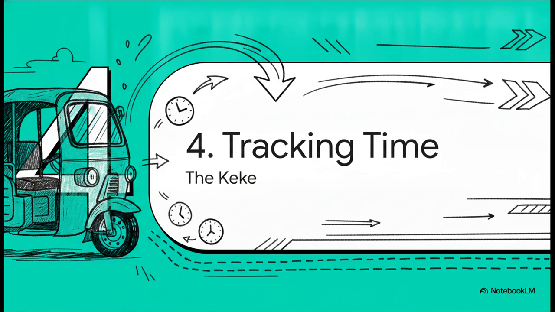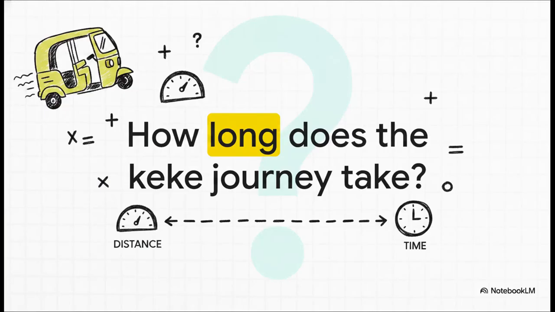Section 4, tracking time. We're getting in the keke. Let's keep the momentum going. For the third leg of our journey, we're going to hop into a Keke Napep and navigate some city streets. Here's the problem. A Keke Napep travels a total distance of 40 kilometers. It manages to maintain a super steady average speed of 20 kilometers per hour throughout the trip. The question we have to answer this time is, how long does the journey take?